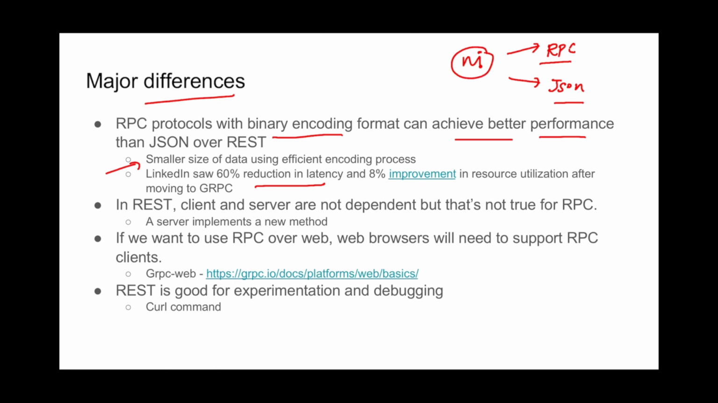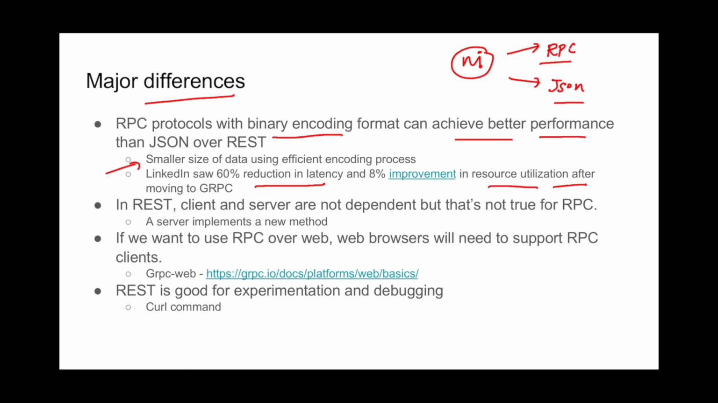LinkedIn saw a 16% reduction in latency and an 8% improvement in resource utilization after they moved to gRPC. gRPC is one popular RPC protocol. The reason LinkedIn saw the reduction in latency is that the encoding and decoding process in RPC protocols is more efficient. It is faster, so that helps in reducing the latency. In the JSON case, it takes more time to do the same encoding and decoding of the message.